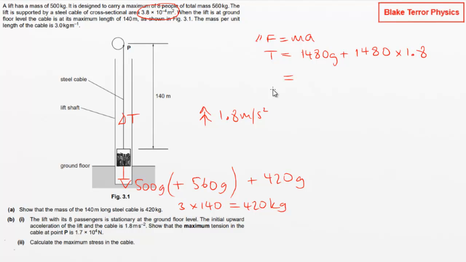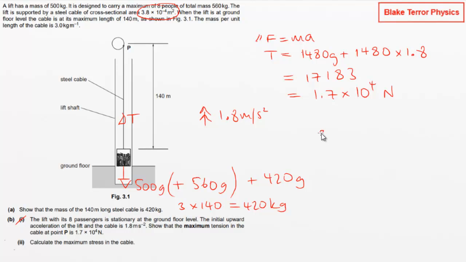And that gives us 17183, which is 1.7 times 10 to the 4 newtons. Right, so that's good. Calculate the maximum stress in the cable.